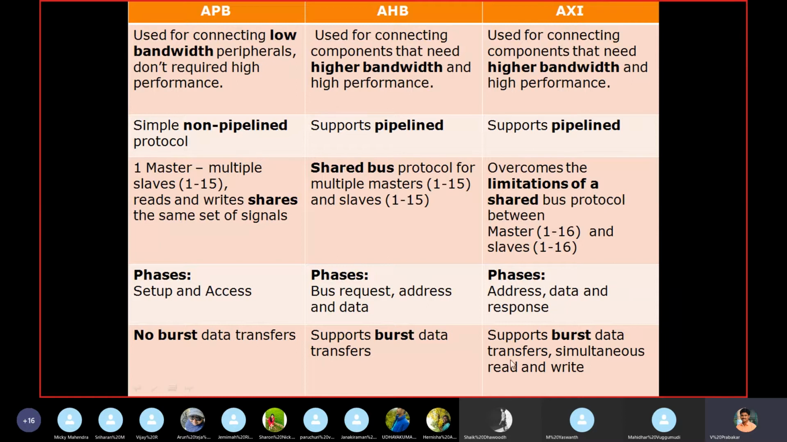Here in AXI, we can simultaneously perform write and read operations, but in AHB, we can't do simultaneous read and write. Once you perform a write operation, then you have to perform the read operation. But in AXI, you can perform simultaneous read and write.